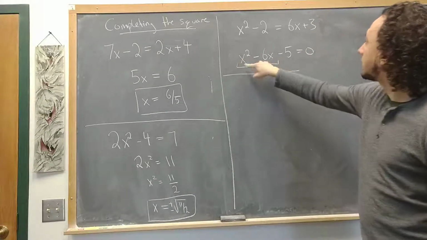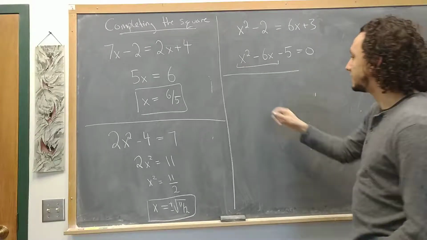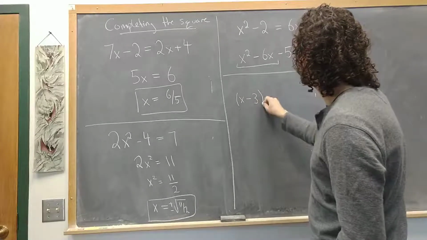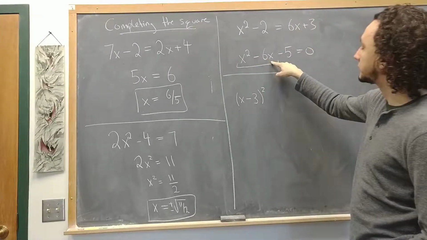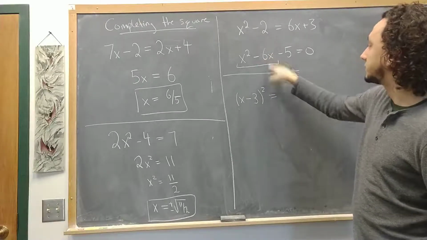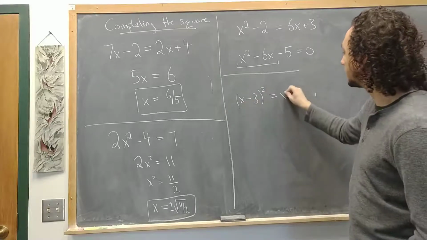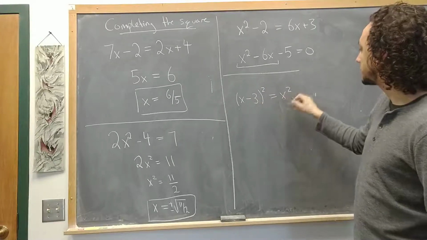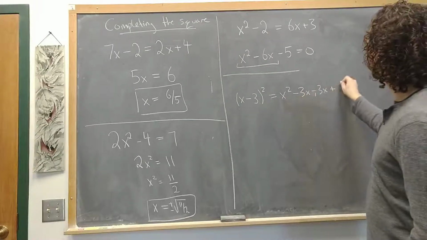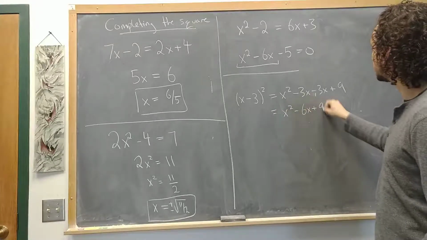First I look at the first part of this. I see x squared minus 6x. And I think, okay, I can get that in a different kind of way. I can write x minus 3 squared to get this first part. What do I mean by that? I took negative 6 and divided it by 2. And now if I work this out, I get x squared minus 3x minus 3x plus 9, which is x squared minus 6x plus 9.